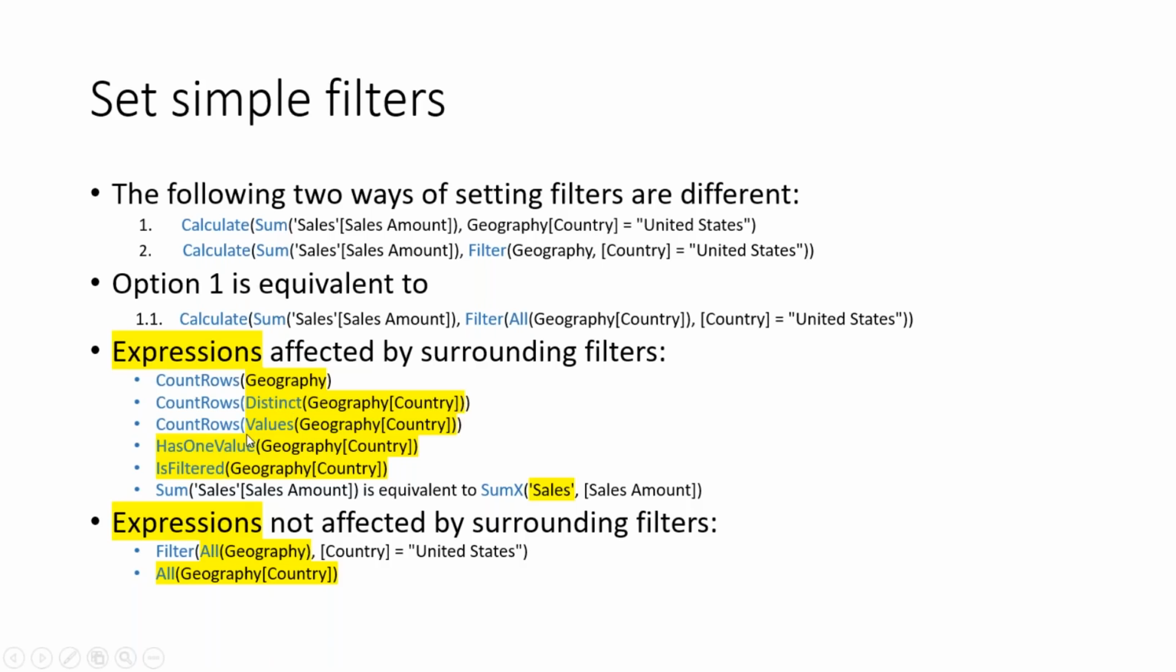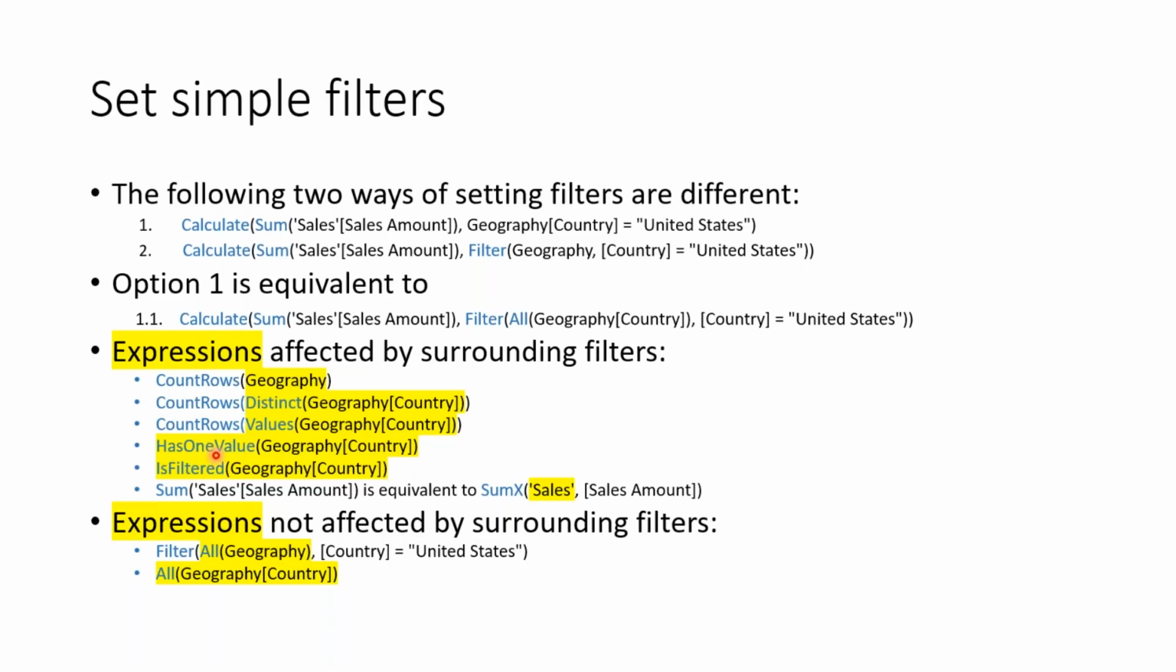Similarly, the values function, the values of a column, is pretty much the same thing. So values of geography country means give me the filtered list of distinct countries, and then I will count the number of them. The difference between values and distinct I'll talk about in the following slide.